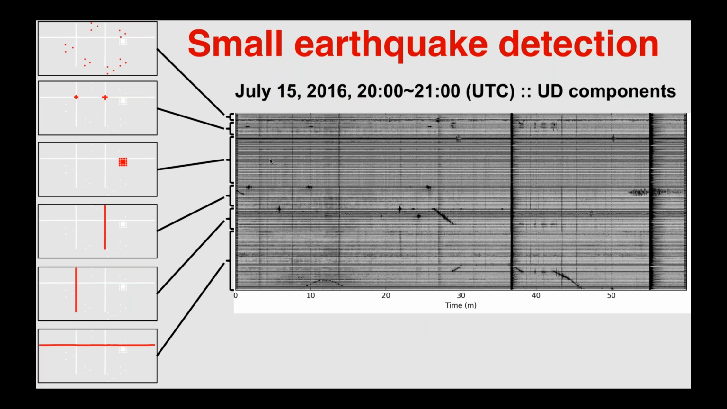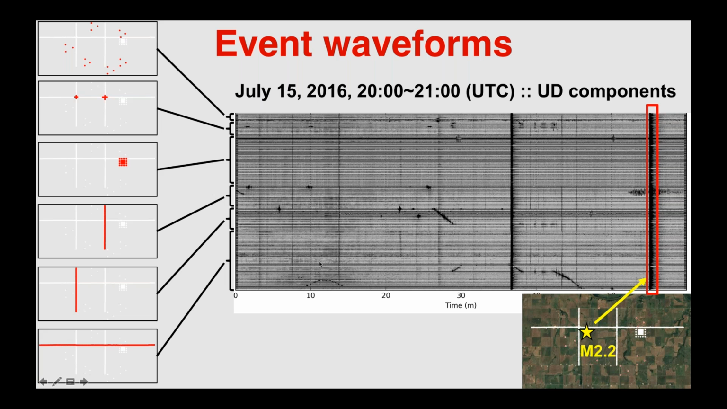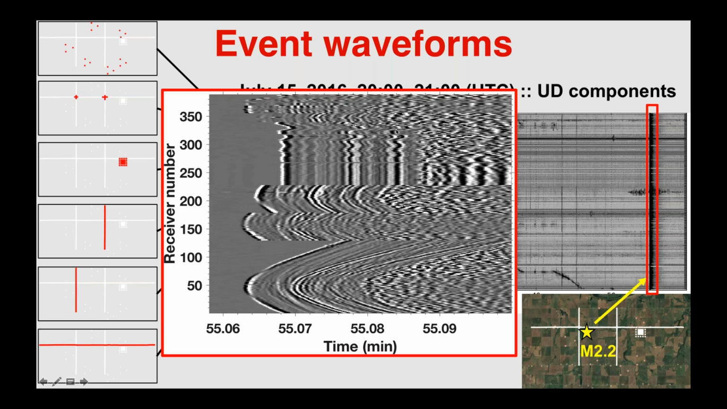This is also a very interesting part of using this data set. Of course, Oklahoma is famous for induced seismicity, and we find a lot of earthquakes. One event in the catalog in this hour is here, magnitude 2.2, and looks like black vertical lines. But if we magnify this data, we can very clearly see the hyperbola of P waves, and also a very clear hyperbola of S waves. Some coda waves are also clearly observed.